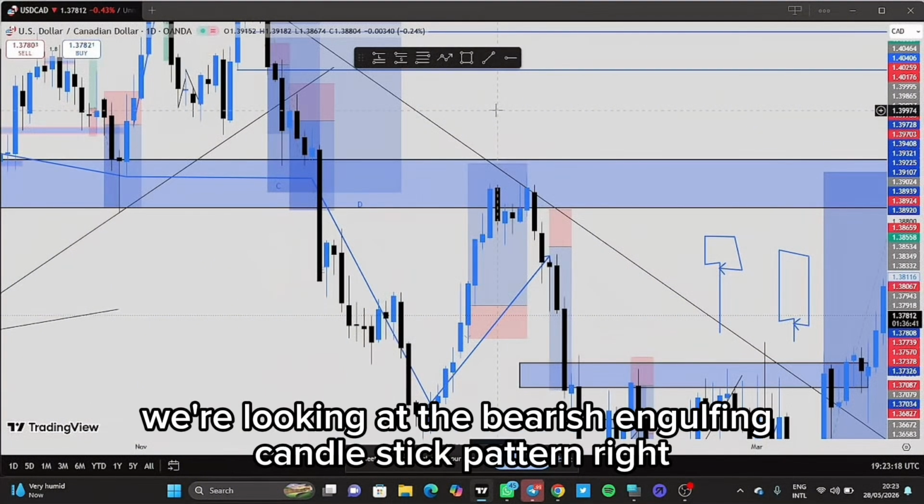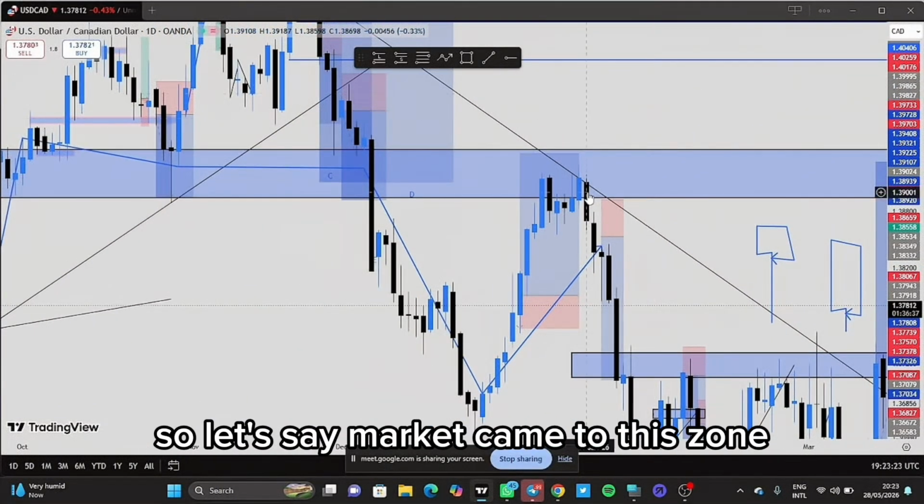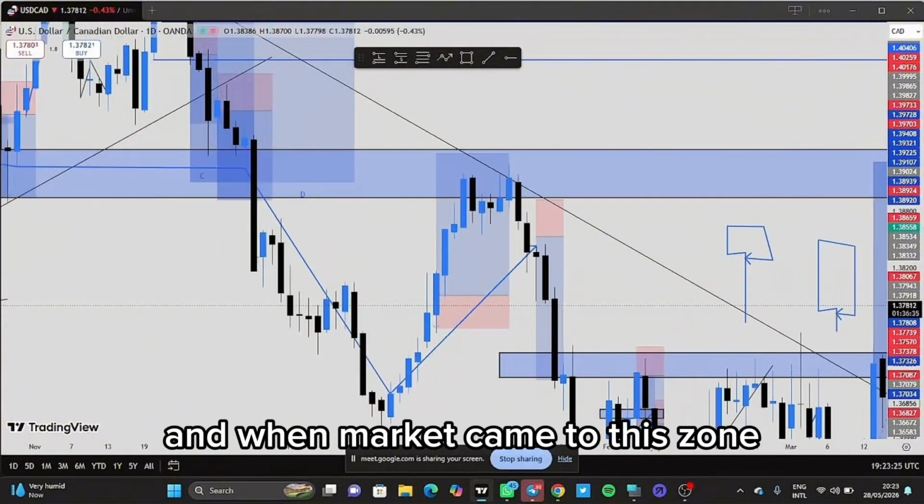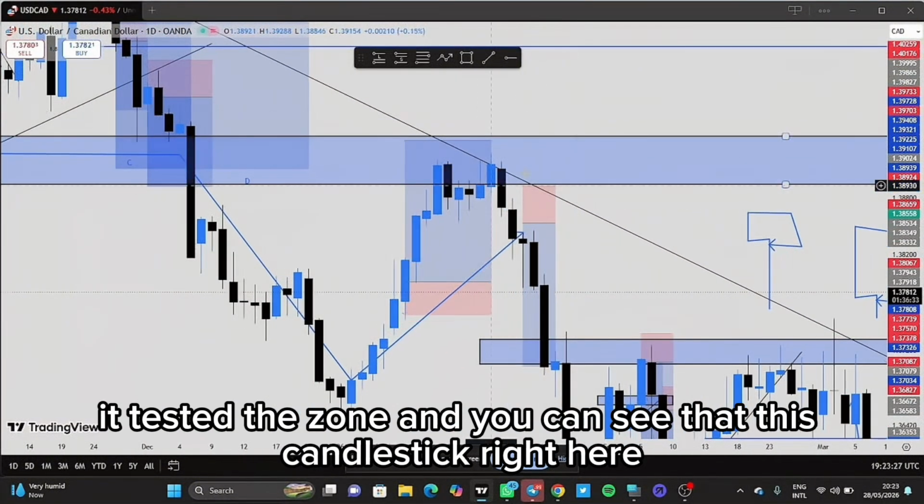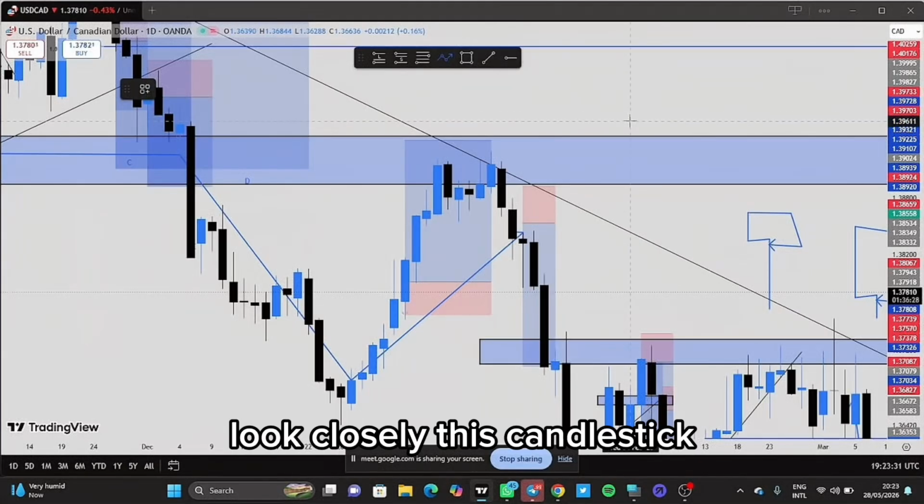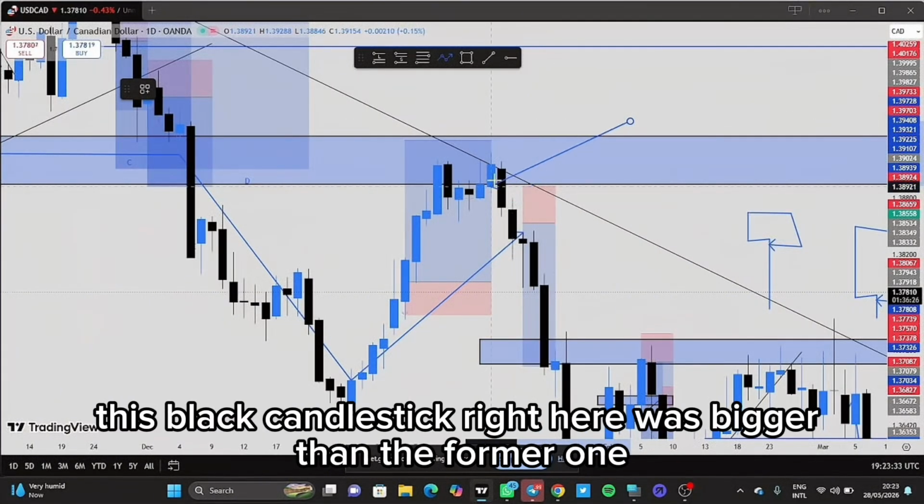So let's say, for example, we're looking at the bearish engulfing candlestick pattern, right? So let's say the market came to this zone, and when the market came to this zone, it tested the zone, and you can see that this candlestick right here, look closely, this black candlestick right here was bigger than the former one.